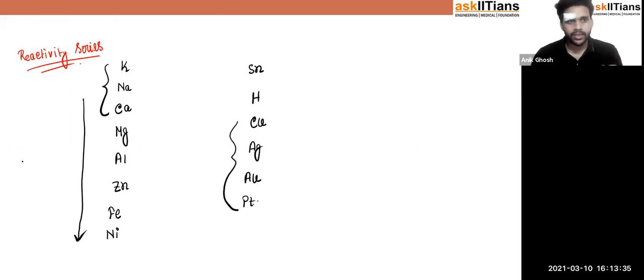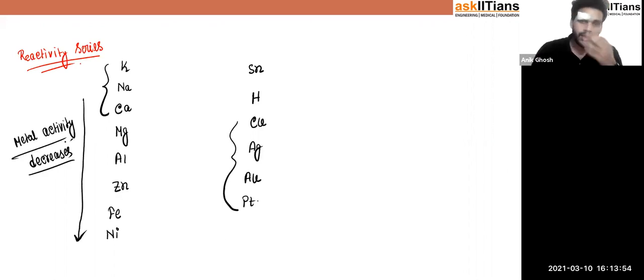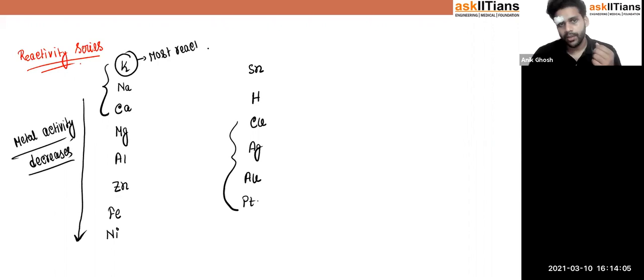When we are moving down the table, the metal activity decreases. The metal activity decreases down the line. So this is about the metal activity series. Definitely we can say potassium is the most reactive in this series, right? And if I ask you what is the least reactive, that is a no-brainer, it's going to be platinum.